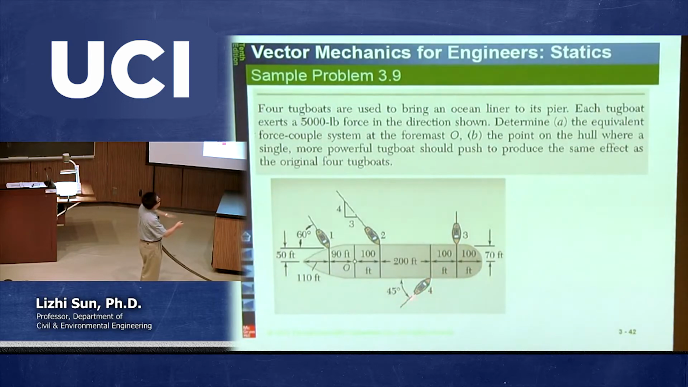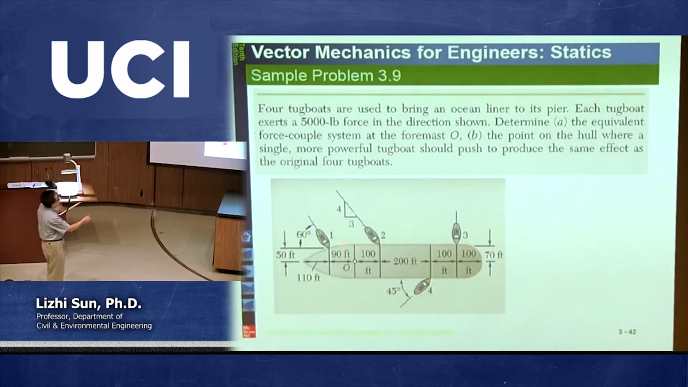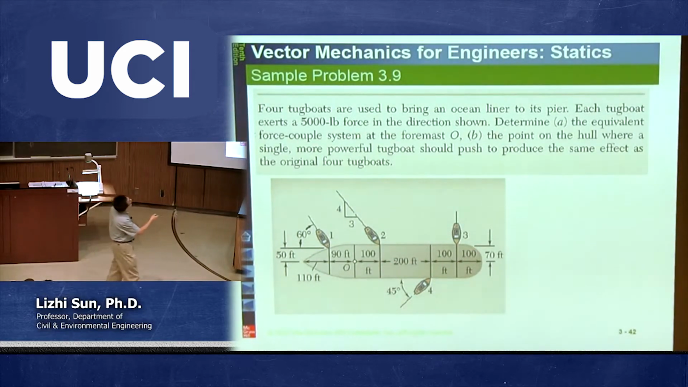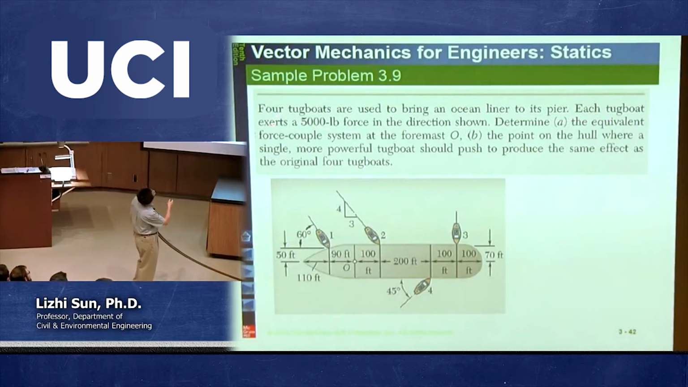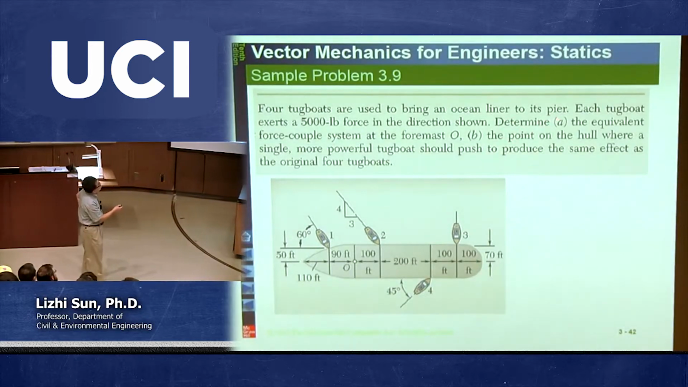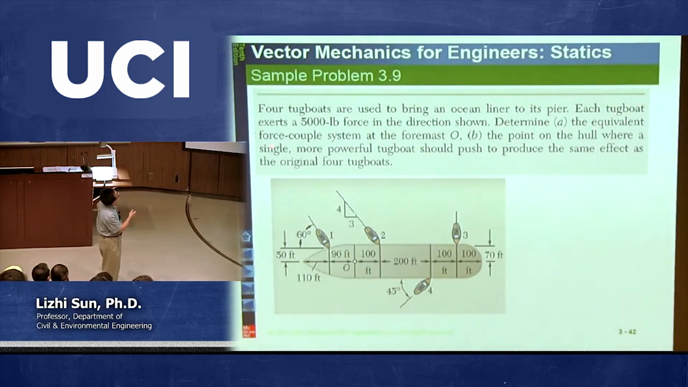Because normally the engine is inside, they provide a force on this rigid body, the big liner. Okay, so 4 boats are used to bring this ocean liner into a certain location, and each small boat exerts 5,000 pounds in the direction shown below. Now, number 1, we need to determine the equivalent force couple system at the point O. That's this point, probably some given point. That's the first question.